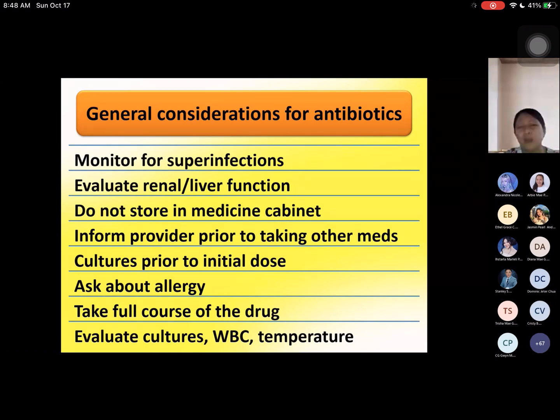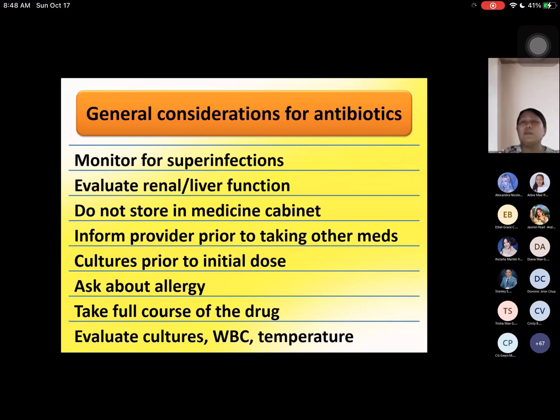Okay. Next, ask about allergy. If you have antibiotics, like what I've said, they need to have a skin test first. Okay. And then take the full course of the drug. You need to finish the 7-day medication. Hindi yung 3 days pa lang, oh, okay na ako, wala na akong lagnat, wala na akong sakit, I'm fine, I'm okay, I'll stop the medication. That should not be. You need to take the full course of the drug. You need to finish the prescribed dose and medication. If it's for 5 days, 7 days, you need to finish everything.